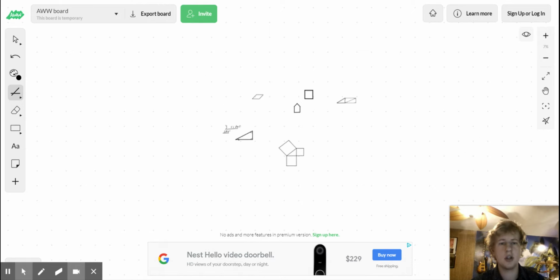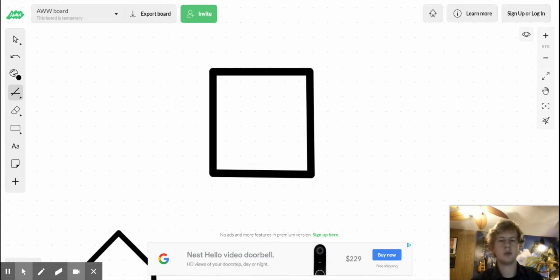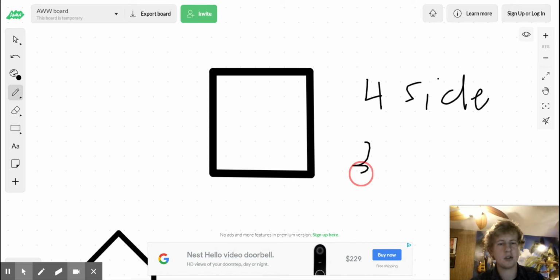So next we're going to talk about the square. So you should already know some of the properties of the square. We know that they have, for example, four sides, and then they add up to 360 degrees.